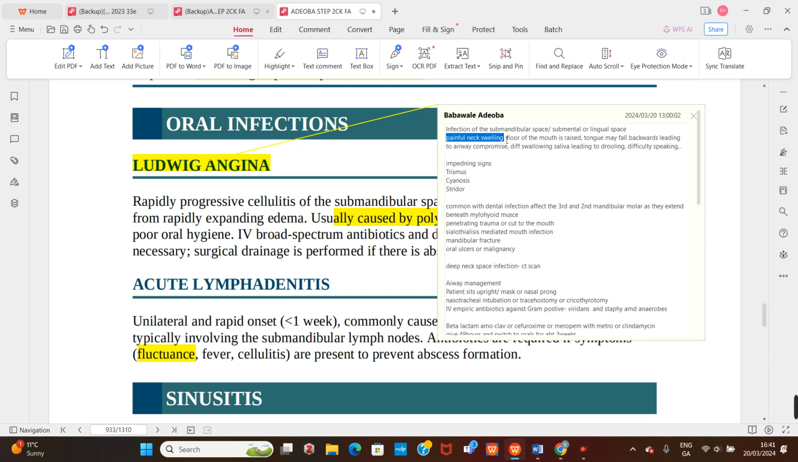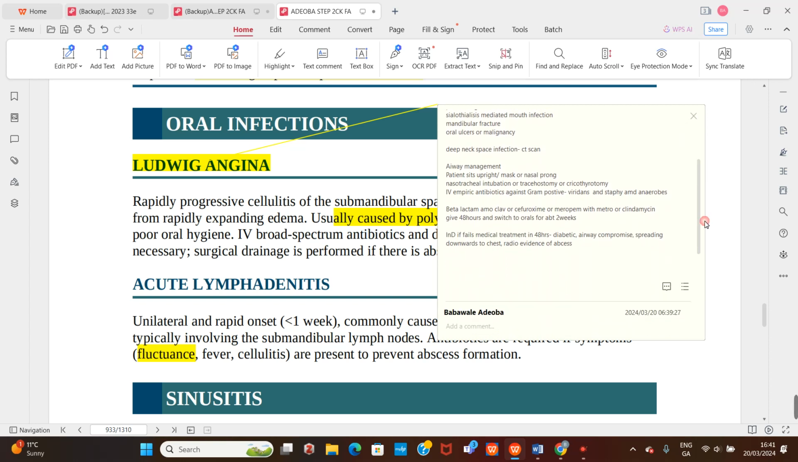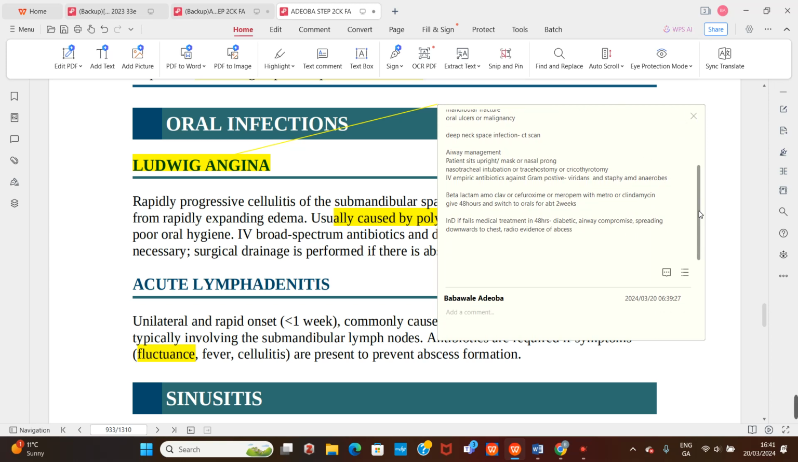So you also have to watch out for impending signs of respiratory difficulty or arrest, like the person already having cyanosis, stridor or lockjaw. When it gets to this stage, you want to act quickly. You can make the diagnosis by doing a CT scan. It will give you a very clear view of what is happening within that submandibular space, and you have to be very active with the airway management.